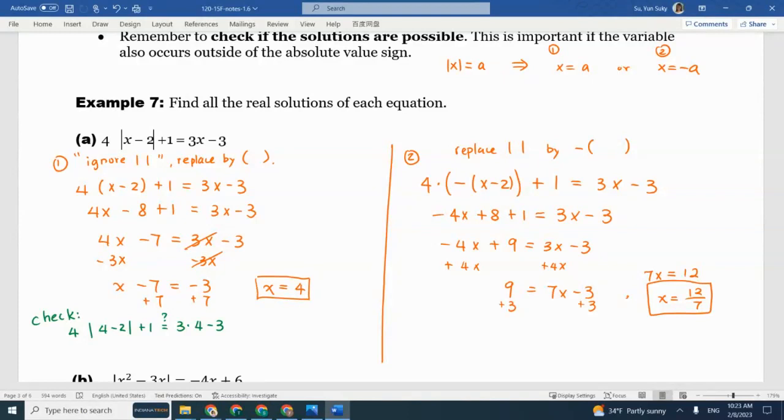How about you guys take turns to answer my question? How about this time we start with this side? What is 4 minus 2? 2 times 4. 8. 8 plus 1. 9. So the left hand side is 9. Next student. What's the right hand side? 3 times 4. Yes. So we will take turns to answer the question.